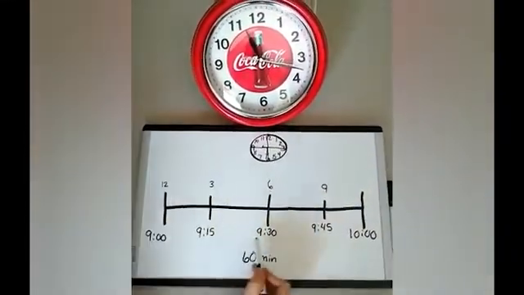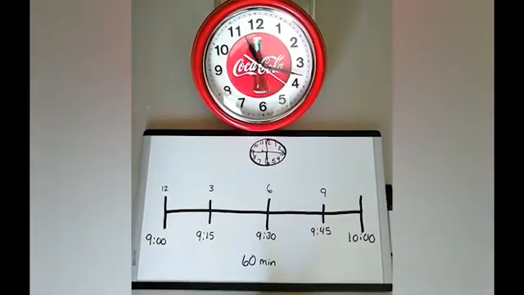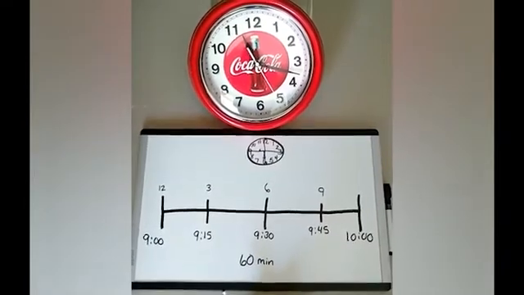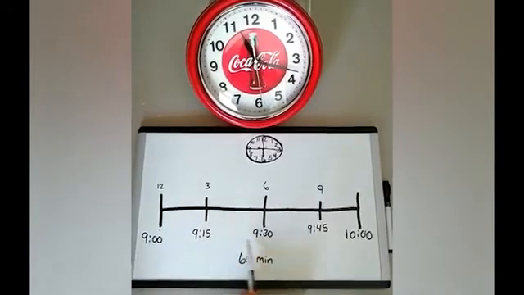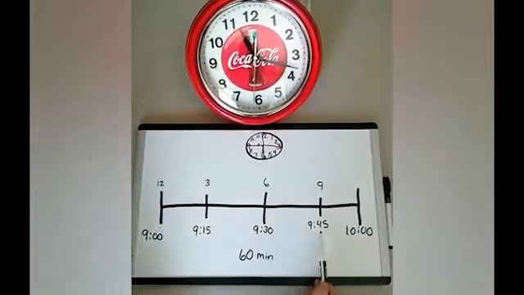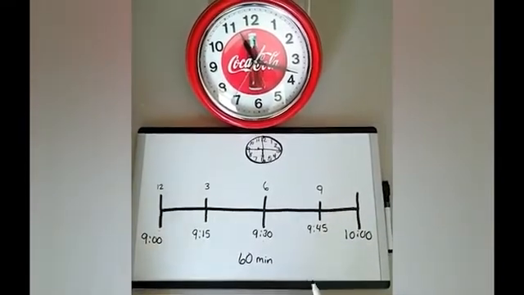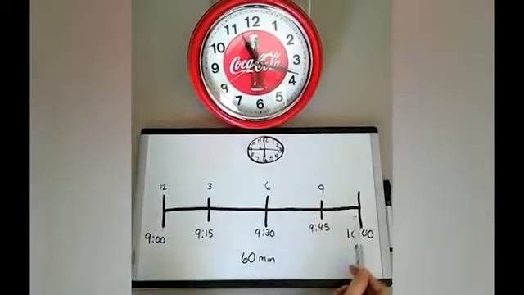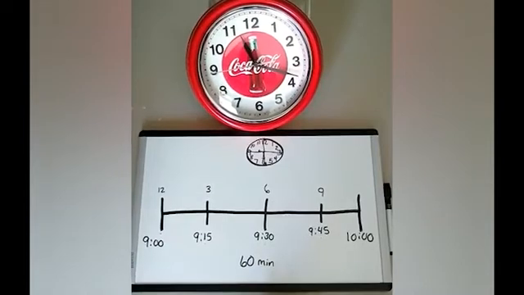So this number line was not cut into 5 minutes. I didn't have enough numbers to do that. This number line was cut into 15 minutes. So 9 o'clock, 9:15, 9:30, 9:45, and 15 more minutes gets me back to 10 o'clock. So I think this number line is partitioned every 15 minutes.